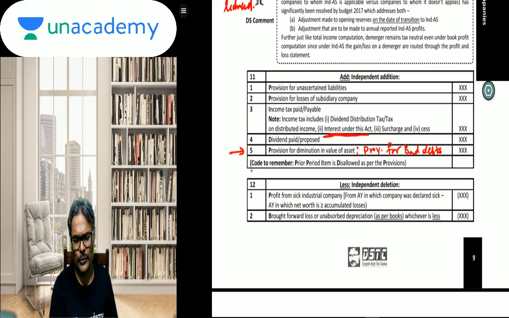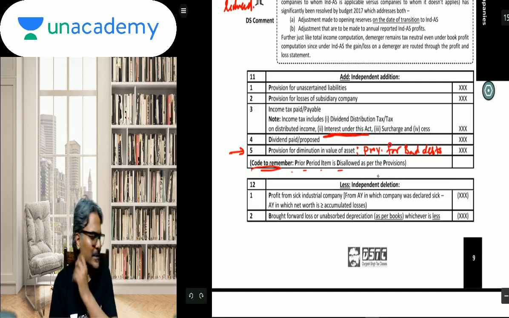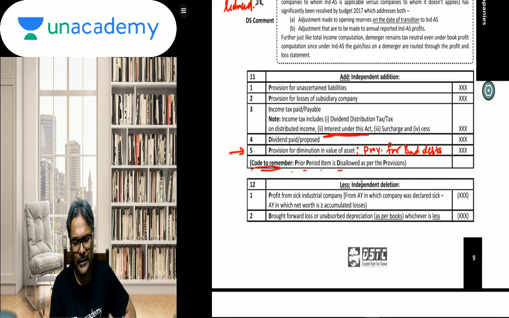So there is a code to remember. You can just use this code of all the additions, the mnemonics. You are using the mnemonics of all the additions that are required to be done. Now please see the less part, independent deletions. So what are the independent deletions that you will have to take into account?